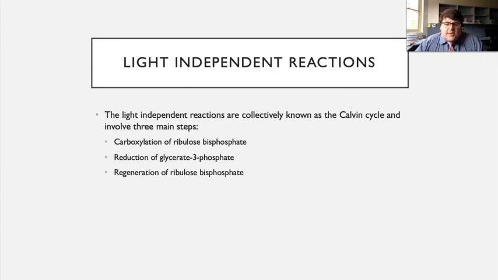The first is the carboxylation of ribulose bisphosphate. The second step is the reduction of glycerate 3-phosphate, and the last step is the regeneration of ribulose bisphosphate. Again, remember this is a cycle, so it continues along. We talked about the difference between chains and cycles in our very first PowerPoint on metabolism. So when we're talking about light-independent reactions, this is a cycle.